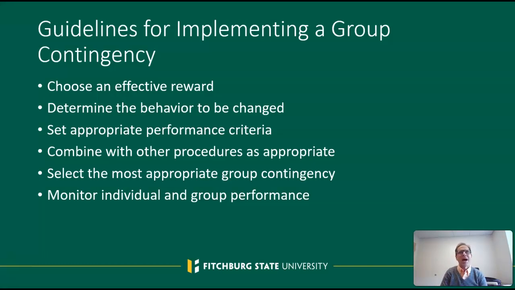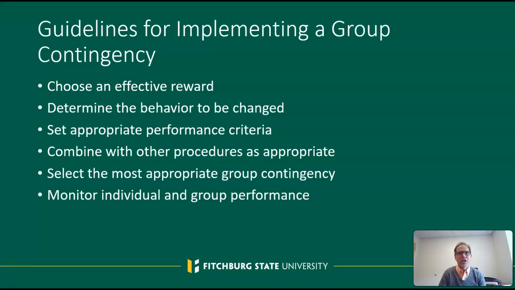Next, we may want to combine it with other procedures as appropriate. It may be worthwhile to have instructions or rules or prompting. It may also be appropriate for some members of the group to have some individual contingencies that are layered on top of the group contingency. Next, we want to select the most appropriate group contingency, really determine whether an independent, dependent, or interdependent is most likely to impact the kind of behavior change that we're looking for.